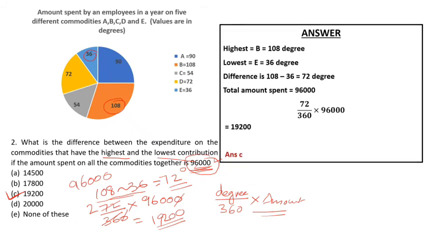The highest value is B, 108 degree. The lowest value is E, 36 degree. And the difference between these two, 108 minus 36, we got 72 degree. So total amount spent will be 72 divided by 360 multiplied by 96,000. So we got the answer 19200. Accordingly, you can mark the correct option as C. Kindly note it.